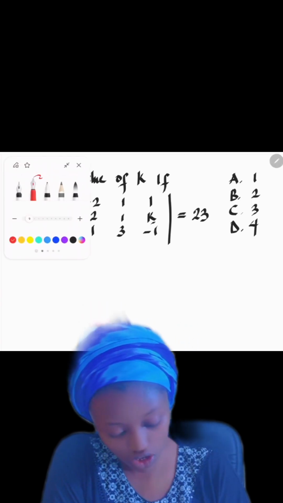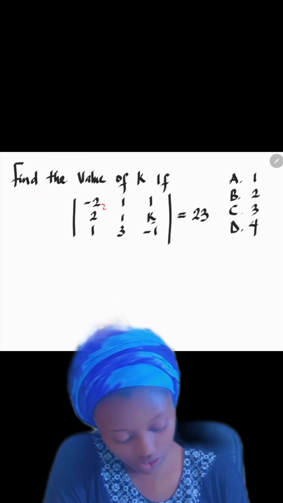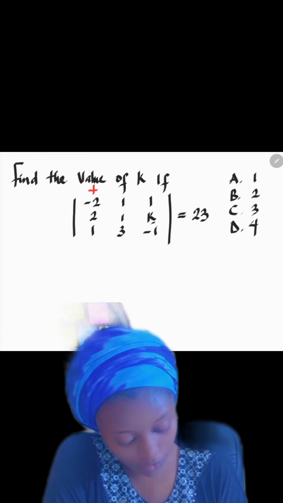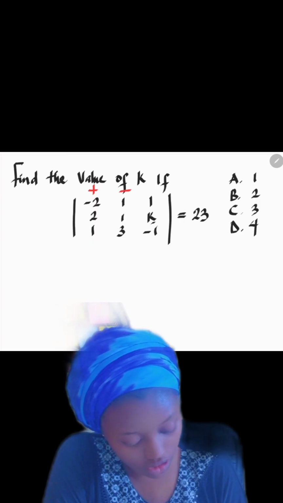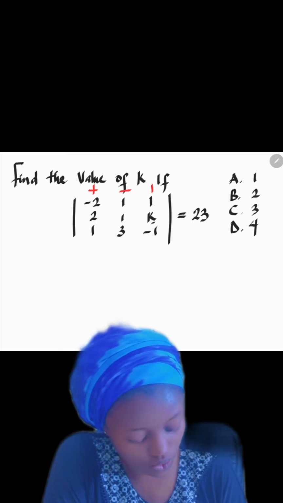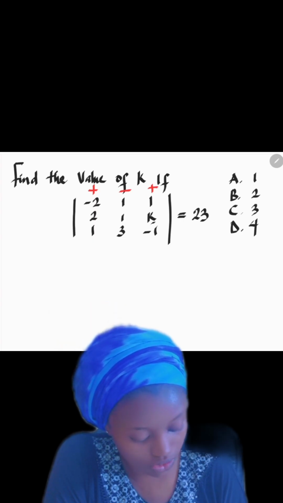So let's get started. So we know, solving a problem under matrices, right? For the first column here, we use a plus value. The second column, we use a negative value. For the third column, we use a positive value.